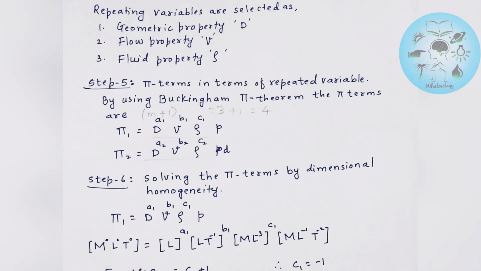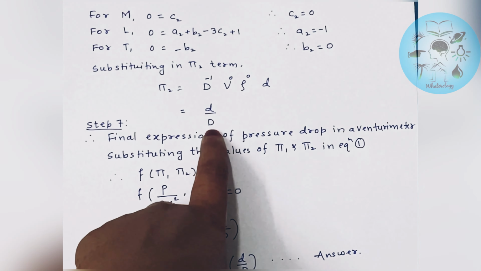First comparing the power of m, it is 0 equals C2, and similarly for L it is 0 equals A1 plus B2 minus 3 C2 plus 1. In the same manner for T. As we found the values of A1, B1, C1, here too it is pure, simple basic mathematics. We just have to add and subtract. So you will get the value of A2 as minus 1, B2 as 0 and C2 as 0. All these values we substitute in the pi 2 term, and you get the second expression, or the second dimensionless number.